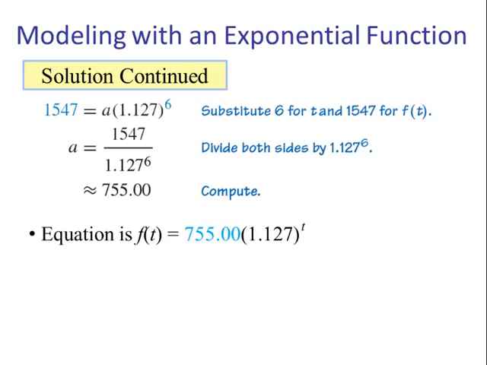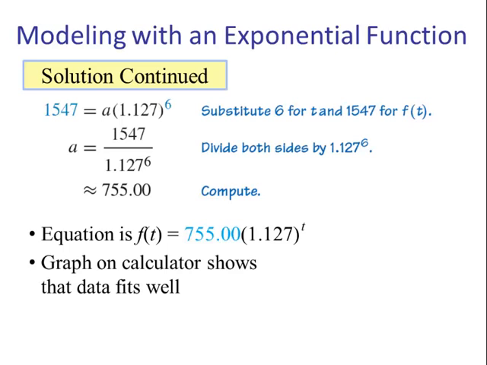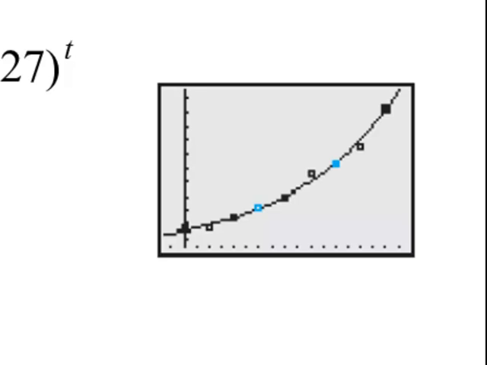So the final equation is f of t equals 755 times 1.127 to the t power. Putting this value in the graphing calculator, we see that this exponential curve models the data very well.